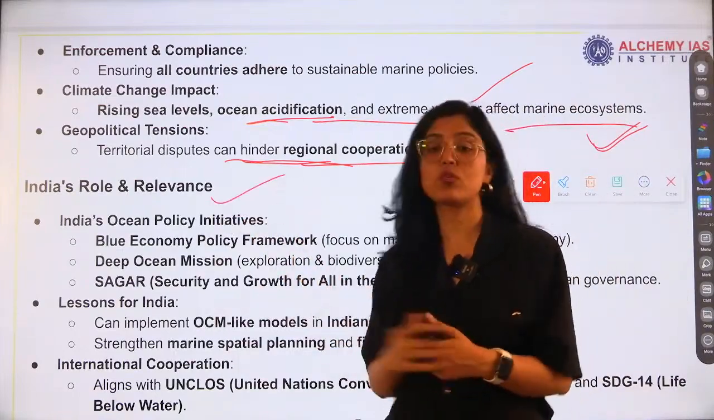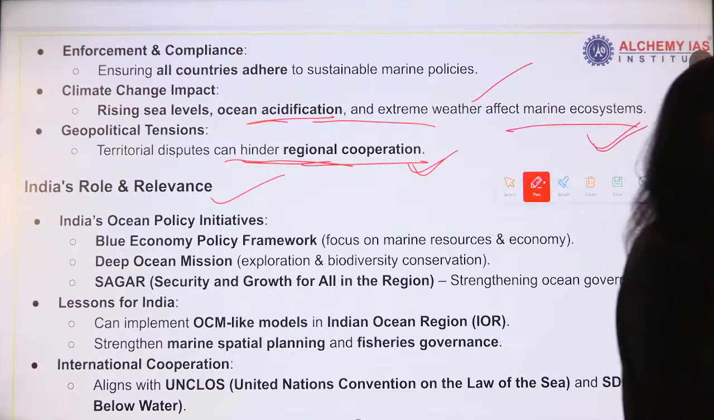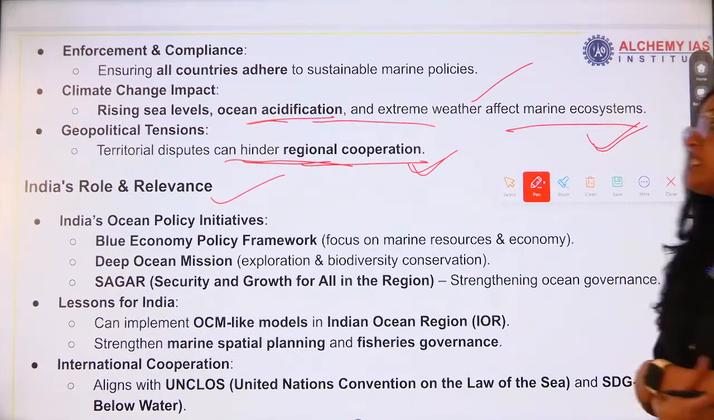Next is India's role and relevance. How India can benefit from this initiative.